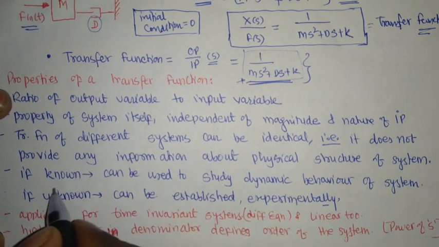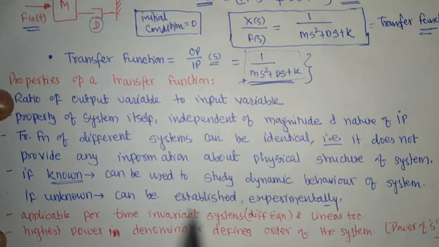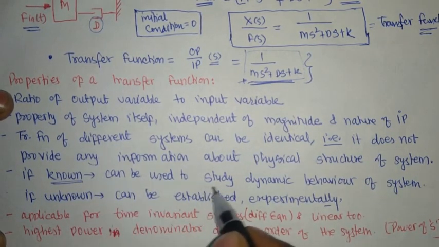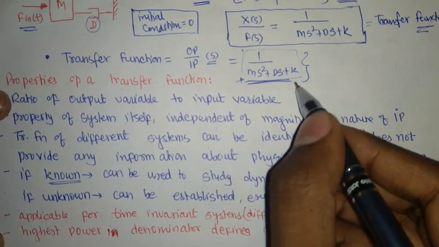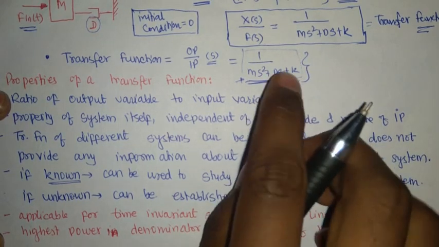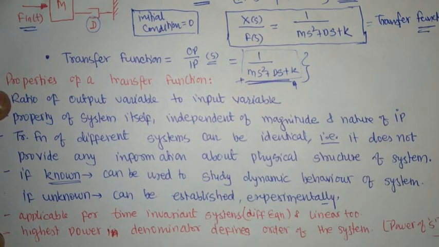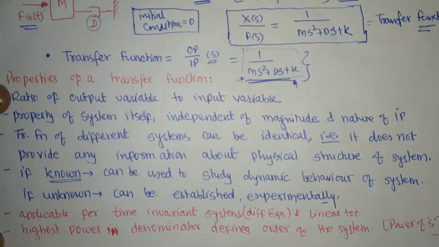At the same time, if it is known, if we already know the transfer function, like we know this equation here, then it can be used to study the dynamic behavior of any system. You are very much familiar with its use in our vibrations, how we draw the different curves depending upon this equation only, and we calculate our zeta and everything. So we can use the transfer function to study the dynamic behavior of any particular system.